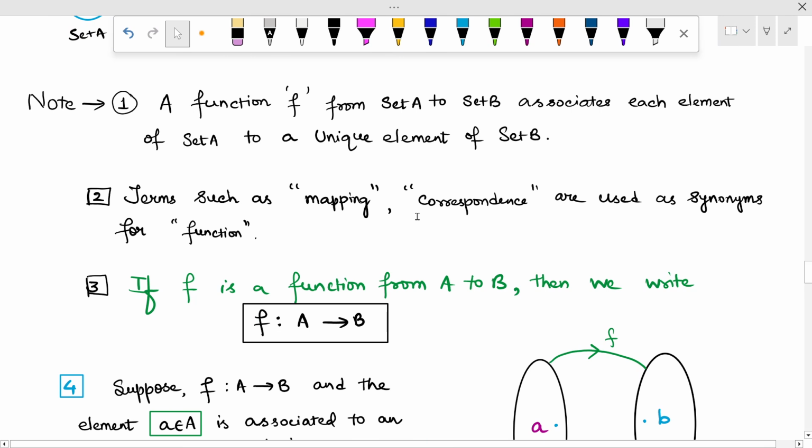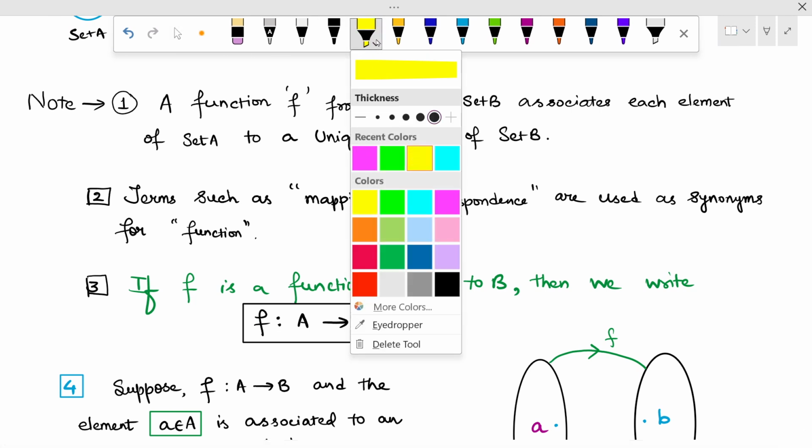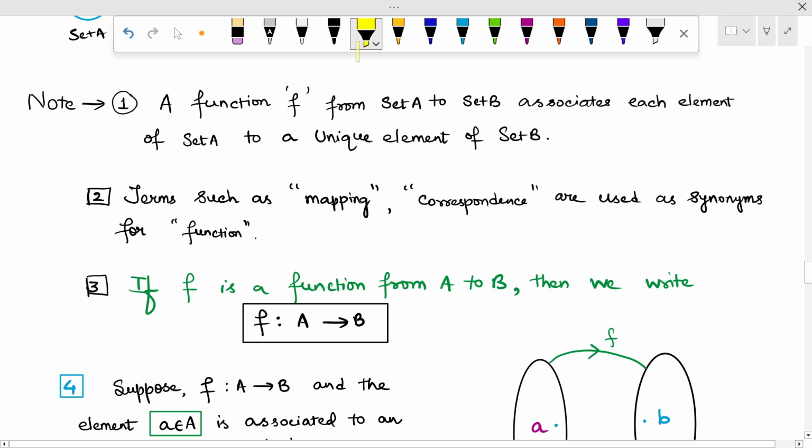Next are some notes to follow. Let us quickly see them. A function f from set A to set B associates each element of set A to a unique element of set B. This is basically the definition of the function, right?